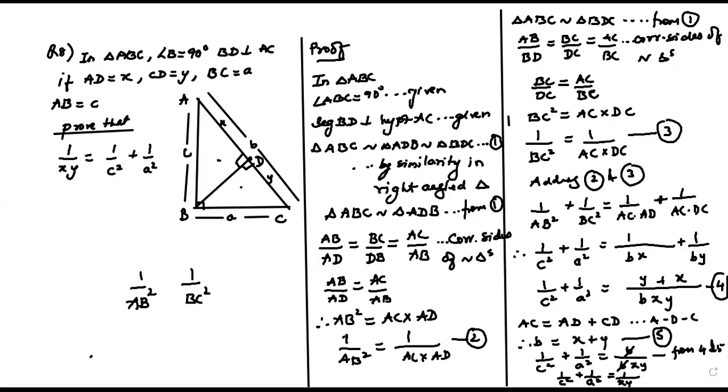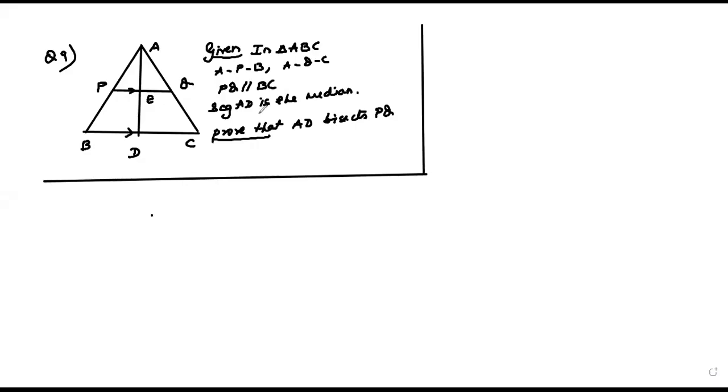The next sum is question number 9 of ours. In triangle ABC, this PQ is intersecting AB and AC in P and Q. That is what in short it's written: A-P-B, meaning P lies on AB, and A-Q-C, Q lies on AC. PQ is intersecting AB and AC in points P and Q.